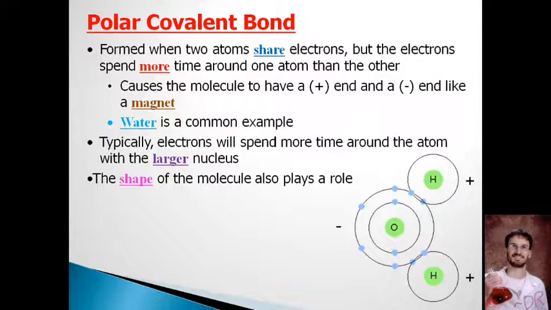So it's a little bit more like a magnet. Water is the most common example and probably the smallest of the examples. This is what makes water do a lot of the things that water does.